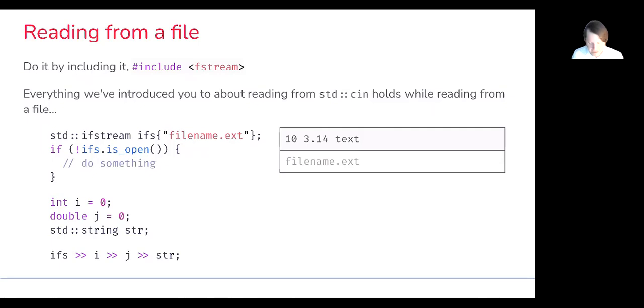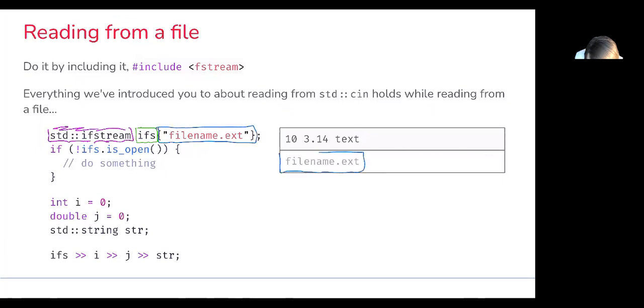So we're dealing with files. So the input file stream, because we're reading from a file, is going to be the type of object that we're going to need to create. Here, I named my input file stream ifs, but you could name your input file stream something else. And then I bound that input file stream to filename.ext.